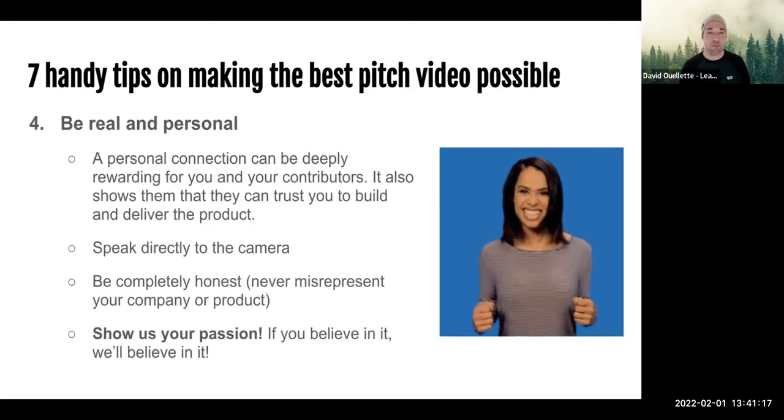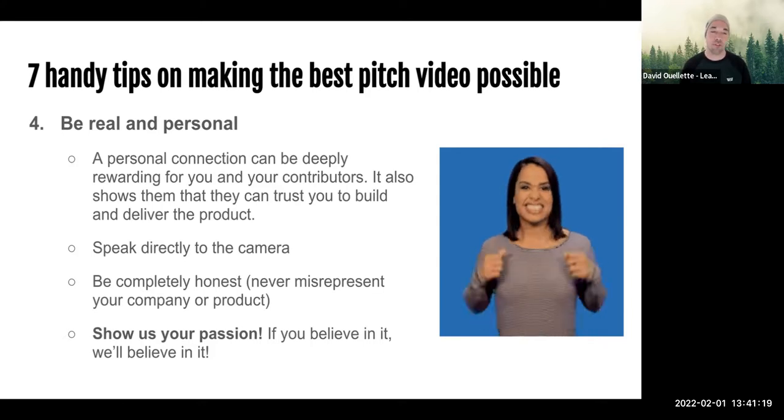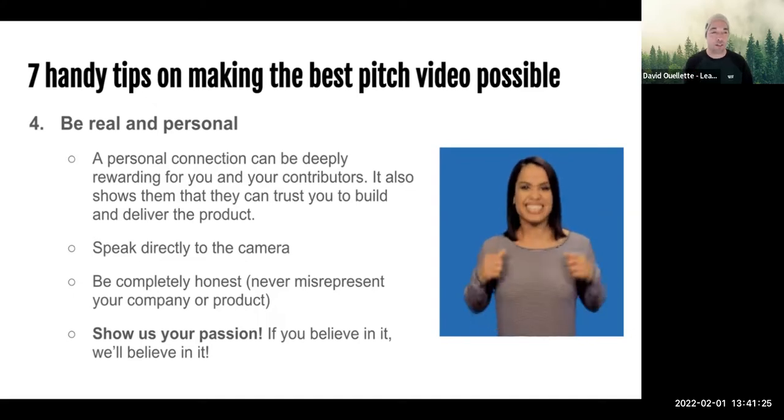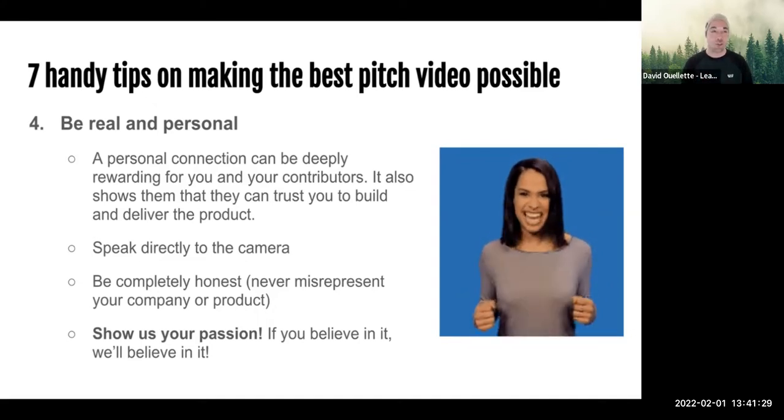Tip number 4 is being real and personal. People like our judges, our customers, our investors, they get excited about a product when they connect with the team or the person behind it. So try to put some of yourself into it. Keep it real, okay? A personal connection can be deeply rewarding for you and your contributors. It also really shows them that they can trust you, and that you can actually deliver on what you're saying you can deliver.